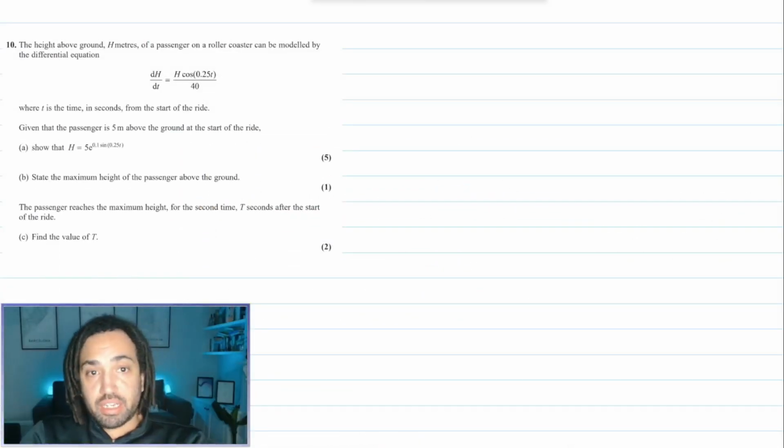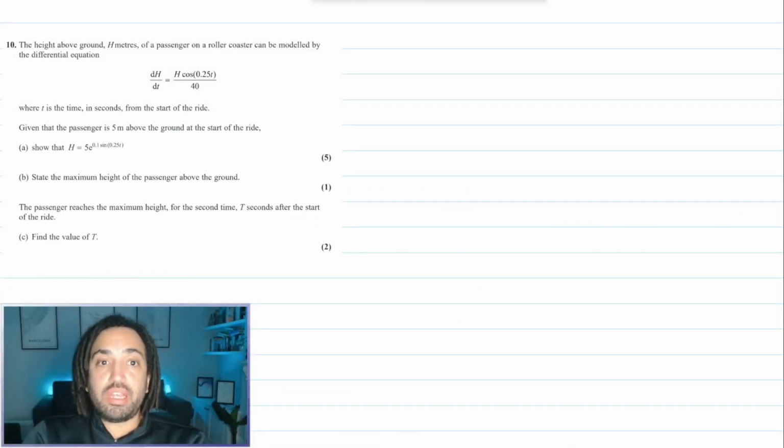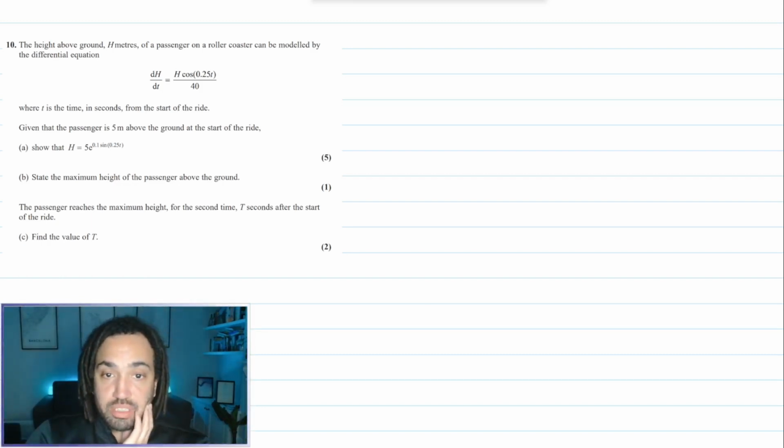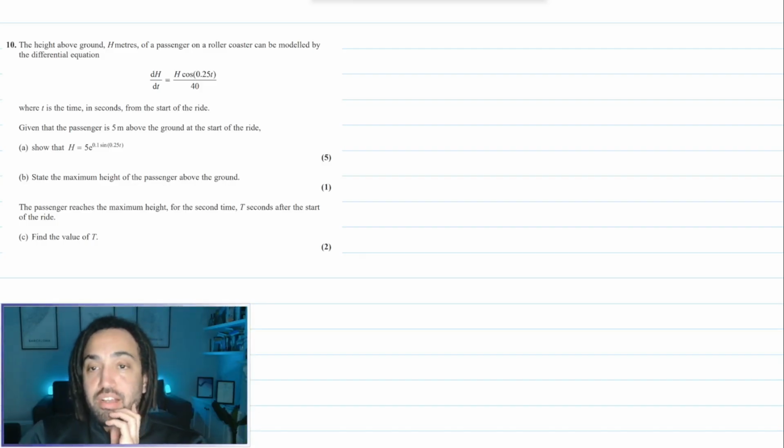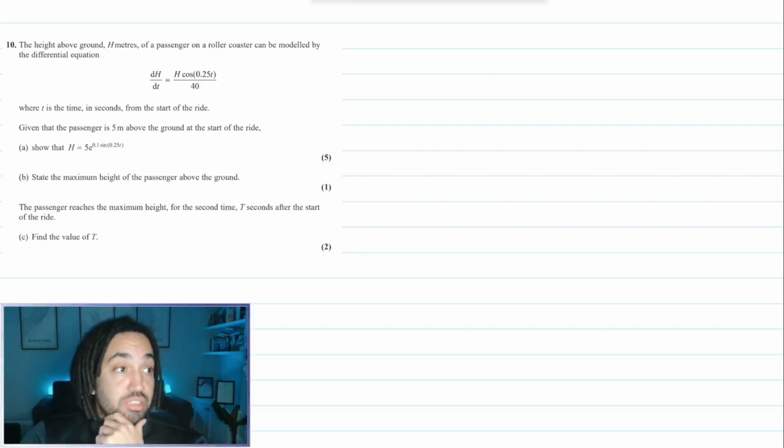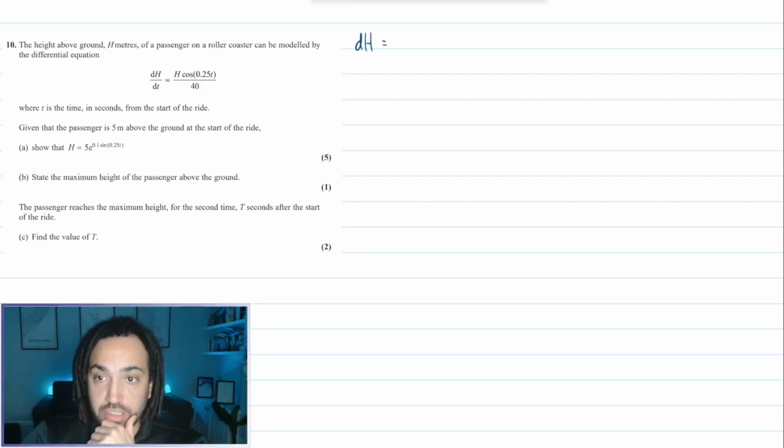Okay, question 10. The height above the ground of a passenger on a roller coaster can be modelled by a differential equation. Given that the passenger is 5 meters above the ground at the start of the ride, show that h is equal to that. Okay, we just basically got to solve this differential equation. So I need to split up the variables. So I'm going to multiply both sides by dt.